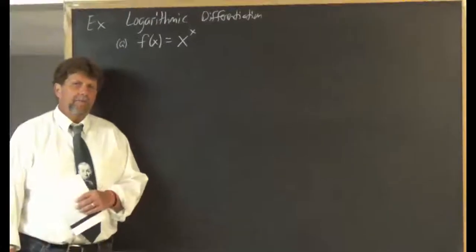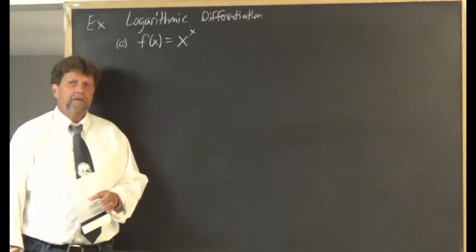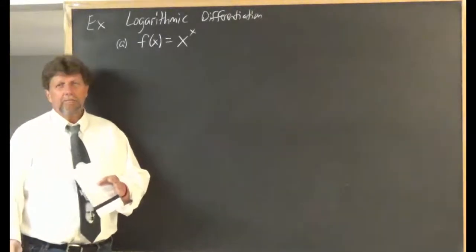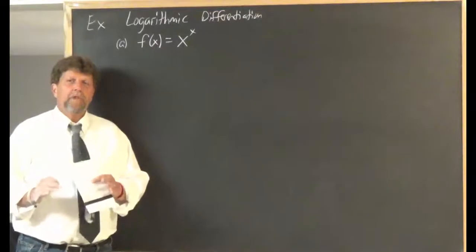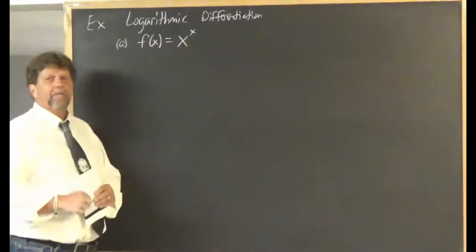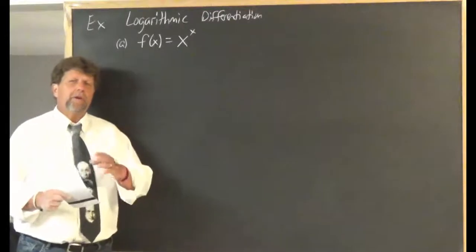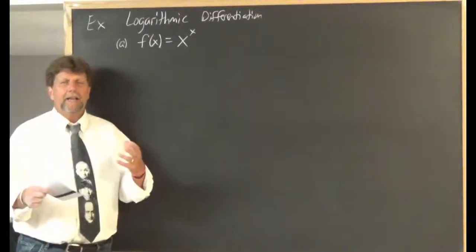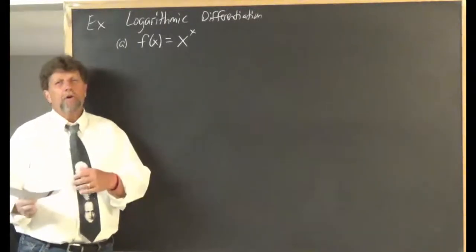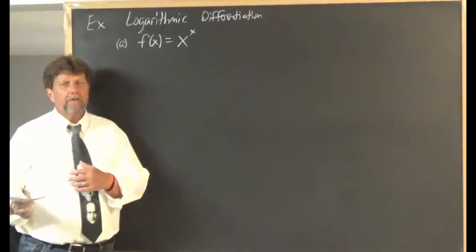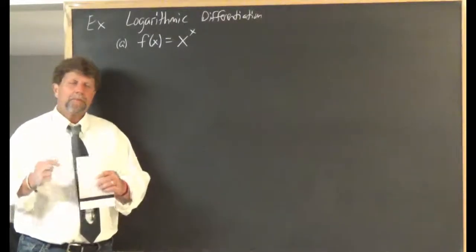All right, the final topic here in section 7.2 is called logarithmic differentiation. And I said this is best handled by looking at it through an example. So here's the function. f(x) equals x to the x. Some people call a function of the form x to the x a tower function. Other people call it a super exponential function. So I just thought I would give you those two names for it.